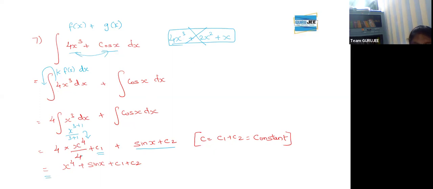Now add the results. 4 and 4 will get cancelled out. x to the power 4 alone remains, plus sin x, and at last c1 plus c2. The final result will be x to the power 4 plus sin x. You can combine the constants; it becomes c. This is the answer. Very simple. I don't think it is a difficult task to understand.